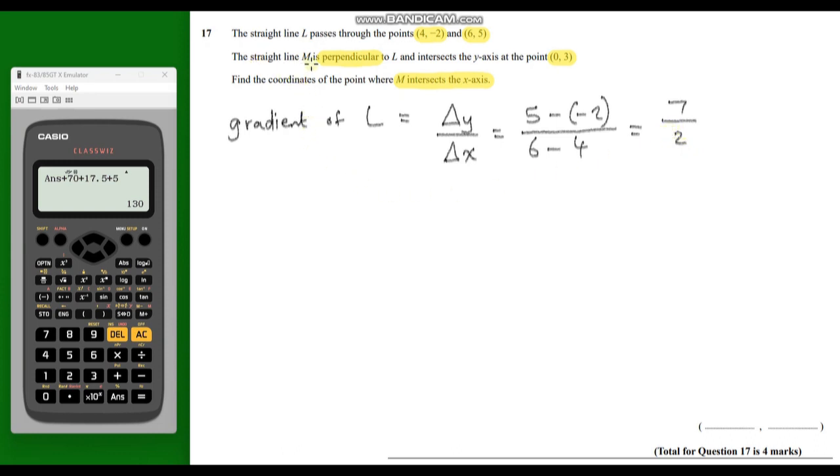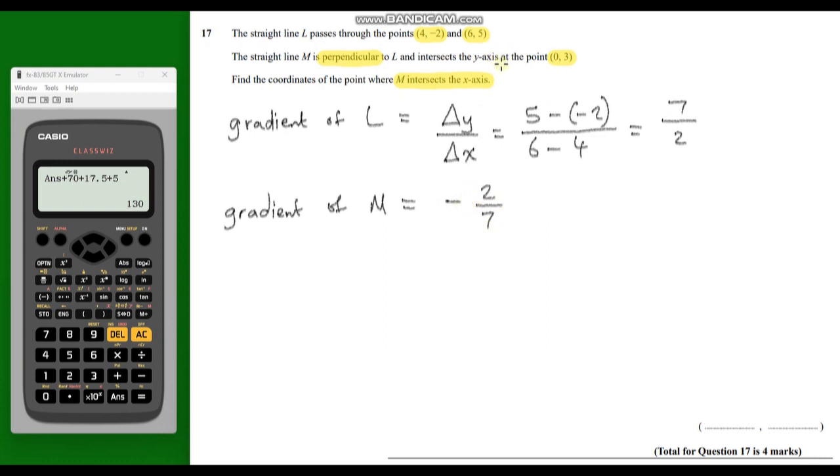Now we're told that M is perpendicular to L. So we can work out the gradient of M. Gradient of M. And because it's perpendicular, it's going to be the negative reciprocal of L. So we flip it upside down and we take the negative. So it's going to be negative 2 over 7. So that's the gradient of M.